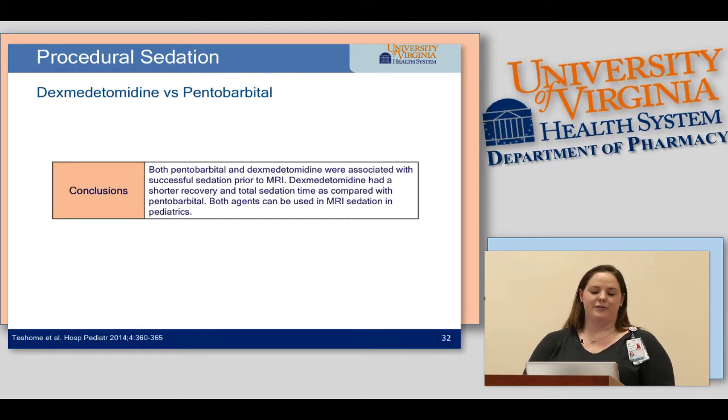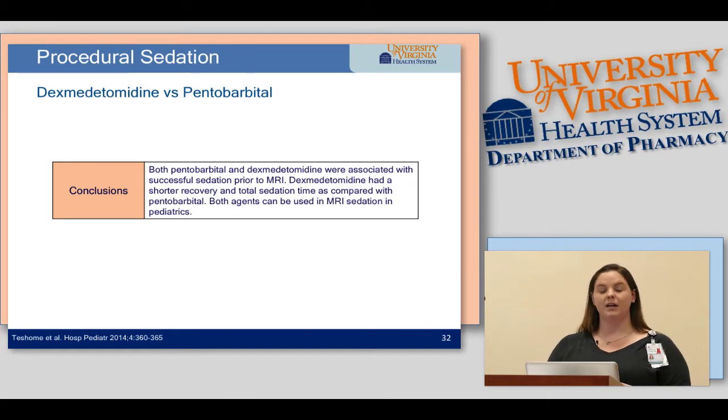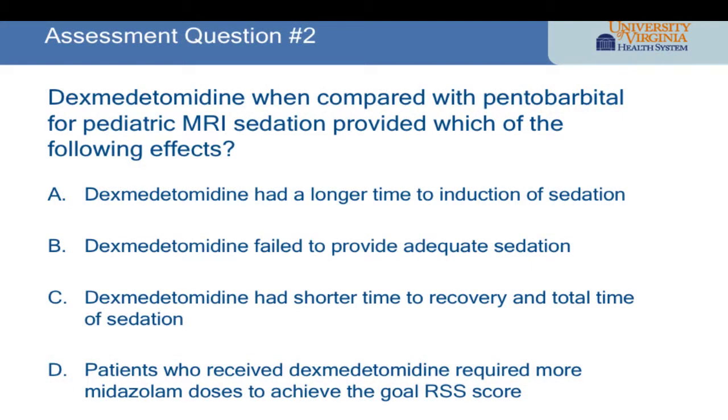So what does this mean for pentobarbital versus dexmedetomidine? They were both associated with successful sedation prior to MRI. Dexmedetomidine had a shorter recovery and total sedation time. However, both agents can still be used for MRI sedation. It's just that we now know, based on these studies, that dexmedetomidine could be an appropriate agent to use in procedural sedation. So this brings us to our second assessment question.